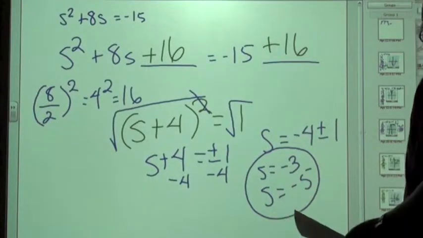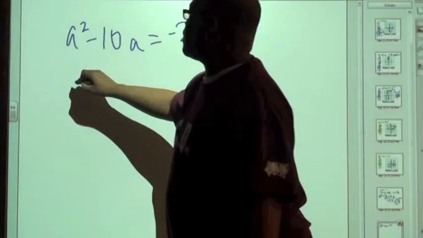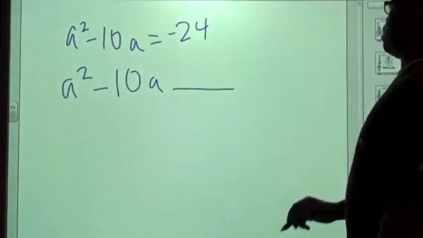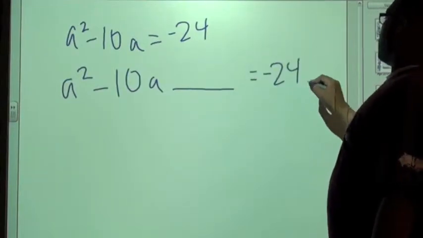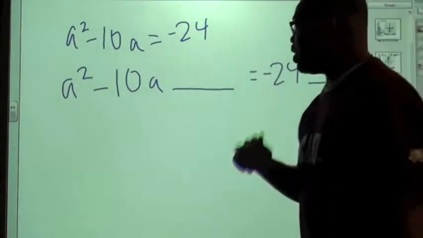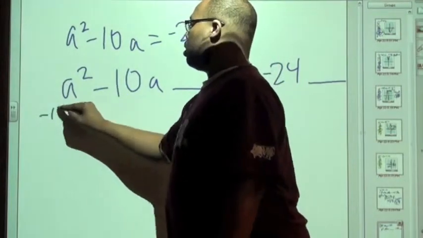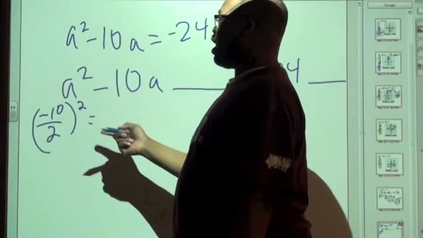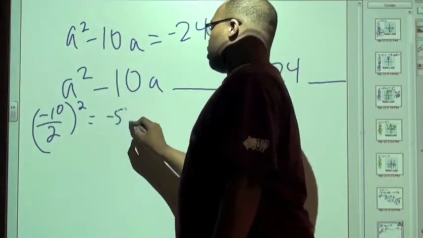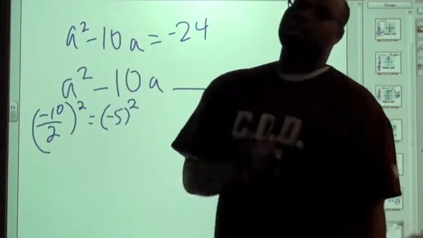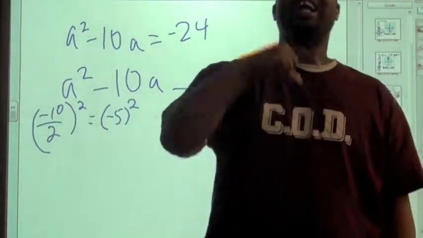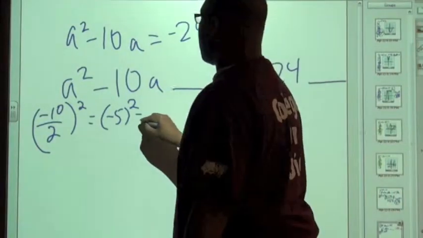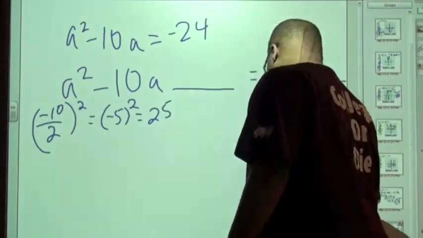Let's try another one. So I'm going to leave spaces. a squared minus 10a equals negative 24, and another space. Complete the square. Take your b, divide it by 2. Square the result. I'm going to have negative 5 squared. A lot of people are going to say that equals negative 25. But I'm squaring a negative 5. Negative 5 times negative 5 is a positive 25. I'm going to add 25.